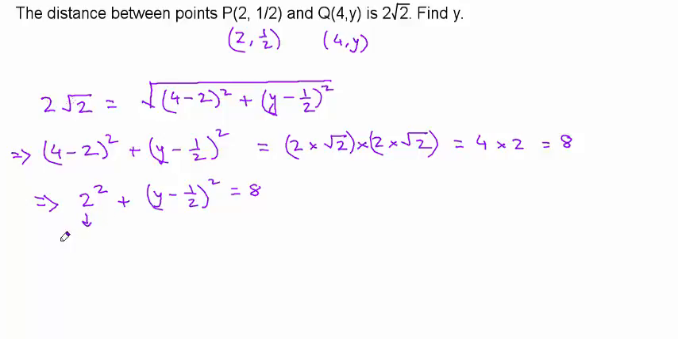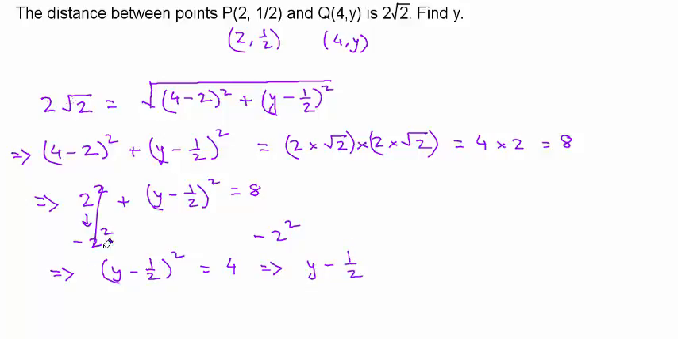We know that 2 squared is 4, so we can subtract 2 squared from both sides, so that we have (y minus 1/2) whole squared is equal to, these two cross off, 8 minus 4, which is 4. Which means y minus 1/2, taking the square root on both sides now, is equal to the square root of 4, which can either be a positive 2 or a negative 2.